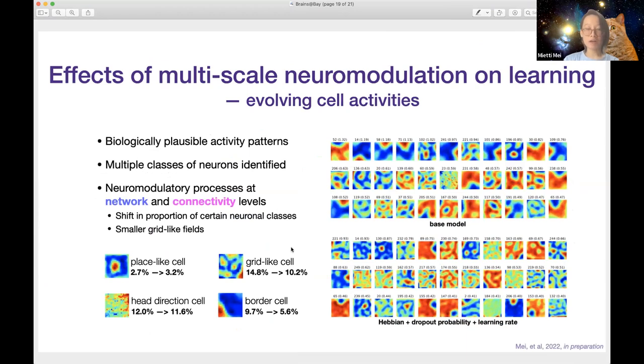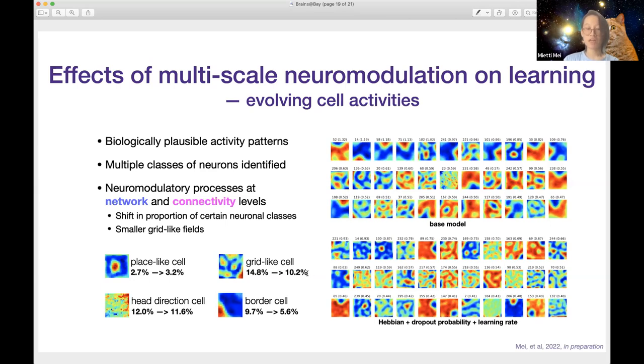Okay, so we also wanted to know what our neuromodulation brings to all these cell firing patterns. For this, we wanted to identify the multiple classes of neurons and count the percentage of how these cell proportions have shifted when we apply different neuromodulation at different levels. In the meantime, we also observed a couple of different property changes for different classes of neurons. In our case, with the neuromodulated version of the model, we can see a greater percentage of place-like cells and a decrease of grid-like cells.